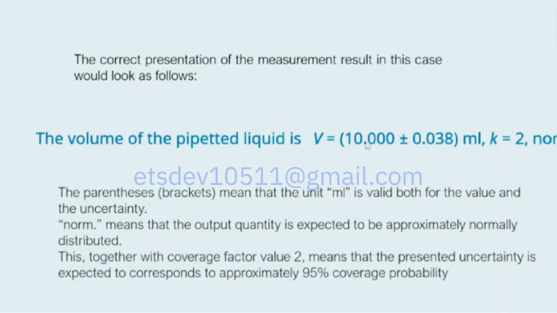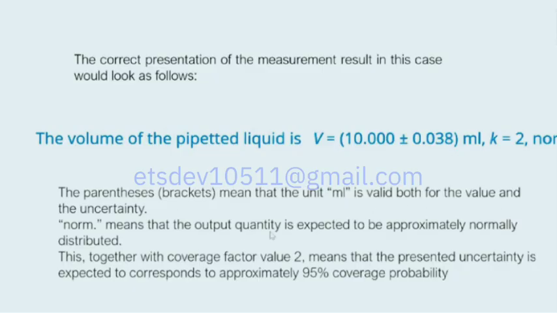You cannot have 10.10 here and give 0.038. If you are giving 10.00, you need to give it as 0.04. So it is extremely important that the number of decimals that you give at the end, when you're expressing the measurement of uncertainty, must be there, and we must give the coverage factor and the confidence level. So the parenthesis bracket means unit mL is valid for both the value and the uncertainty.